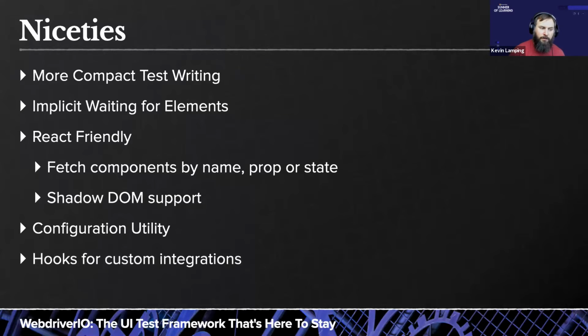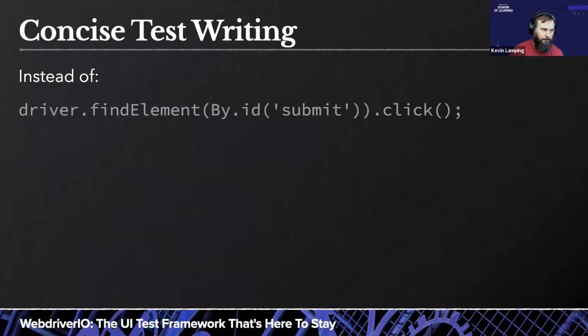And then there's also these hooks for custom integrations. I talked about those services. Those services use these hooks so that you can jump in at certain points of the test run flow. So before you start your test, before you start a specific test, after a test ends, and after all your tests end. Those are some examples of hooks, and they're really valuable when you want to add that extendability to the framework. So I mentioned concise test writing.